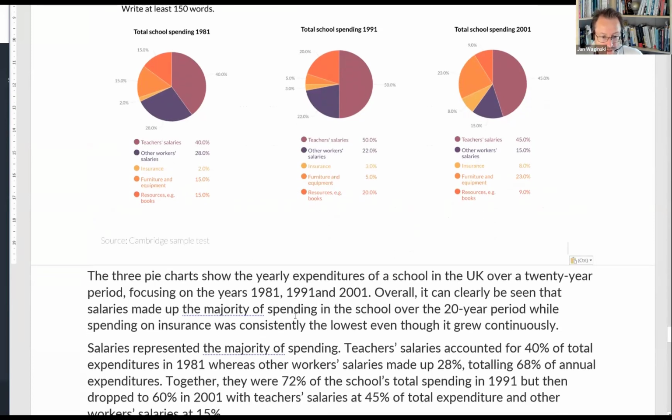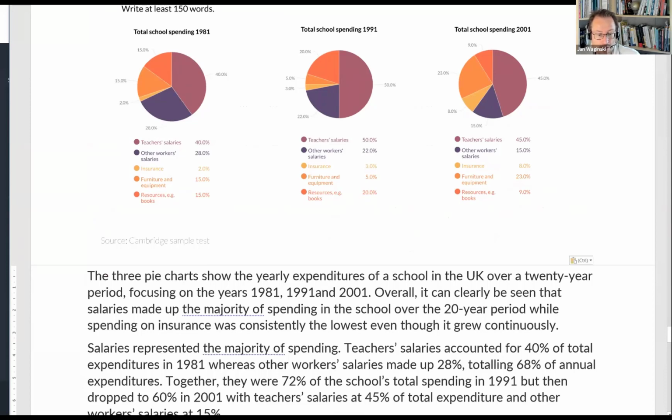Okay, the three pie charts show the yearly expenditures of a school in the UK over a 20-year period, focusing on the years 1981, 91, and 2001. Overall, it can clearly be seen that salaries made up the majority of spending in the school over the 20-year period, while spending on insurance was consistently the lowest, even though it grew continuously.